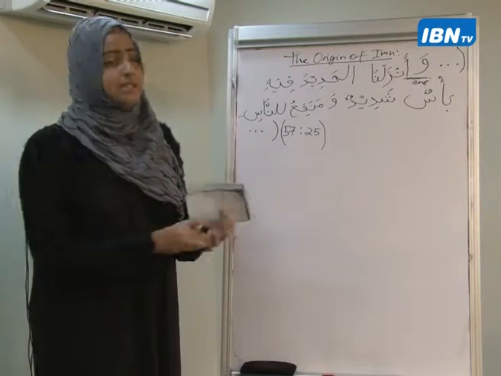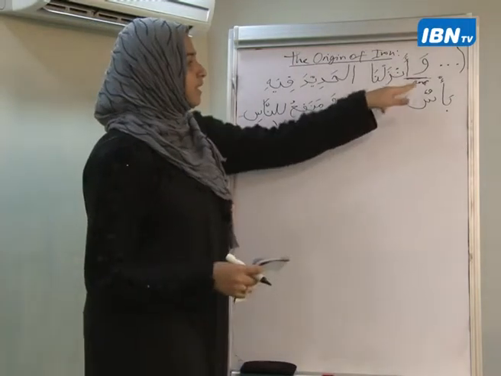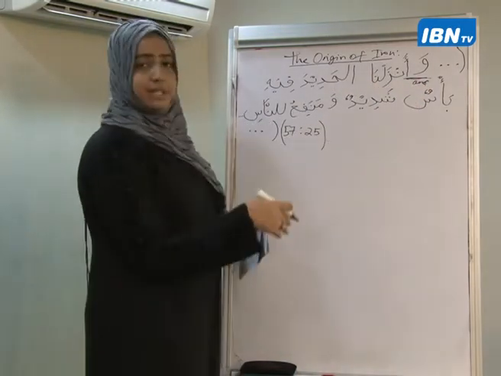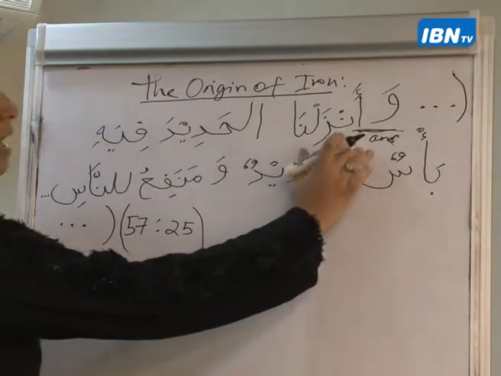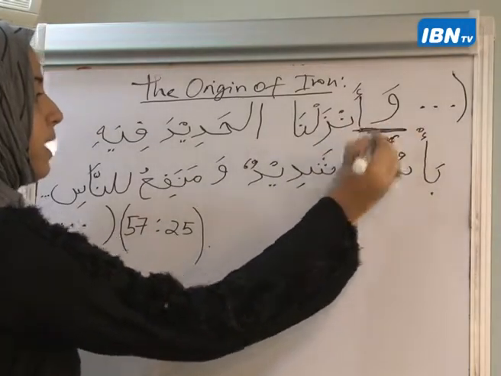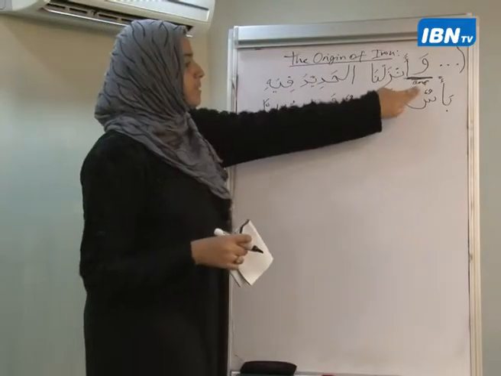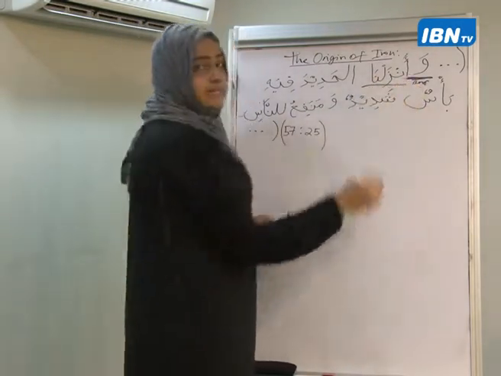So, the verse goes like this. This is just part of the verse. It doesn't start, this is not the beginning, it's just part of the verse, and then it goes on. So, it starts like this: وَأَنزَلْنَا. Okay? Now, wa here means and. It does not refer to an oath or anything else. It means and.